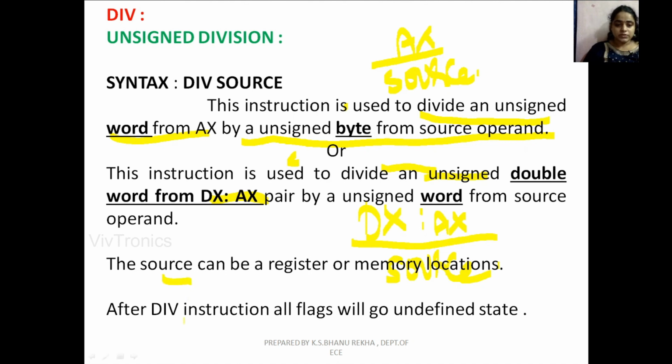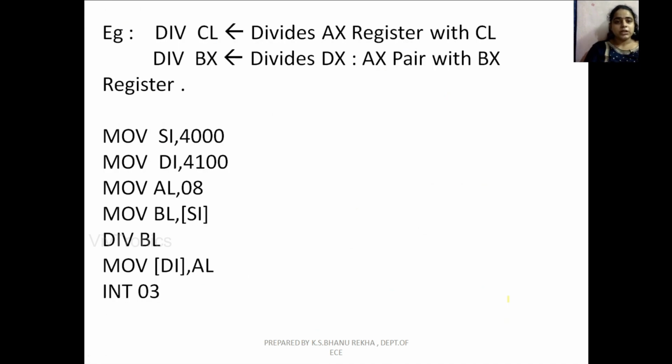After the division instruction, all flags will go to an undefined state. So no flags will be affected here. All flags will be in undefined state. So DIV CL means it divides the AX register with the CL register. DIV BX means this is a 16-bit register, that means it divides the DX AX pair with the BX register.